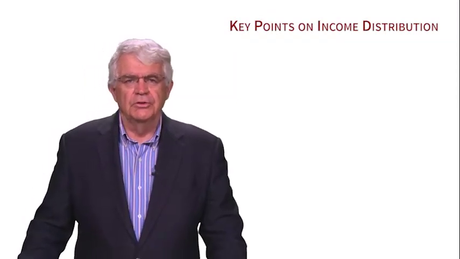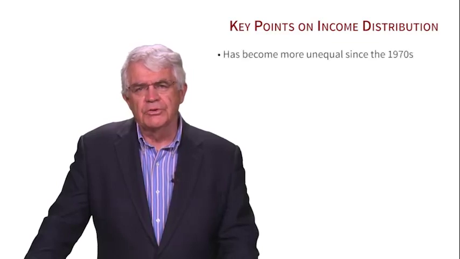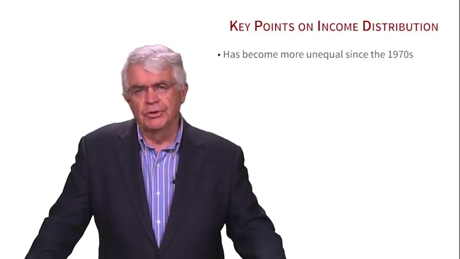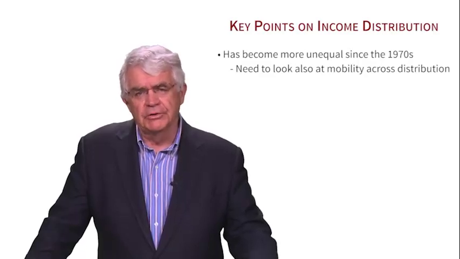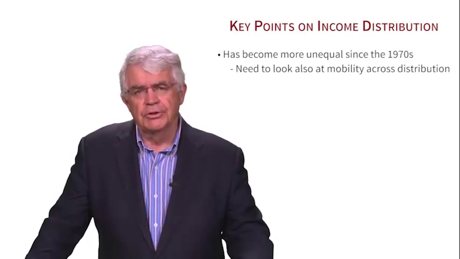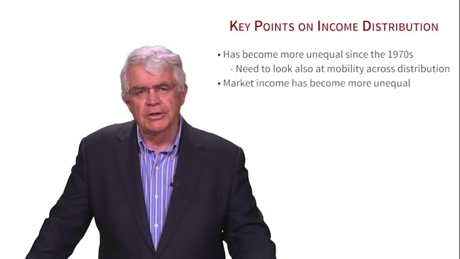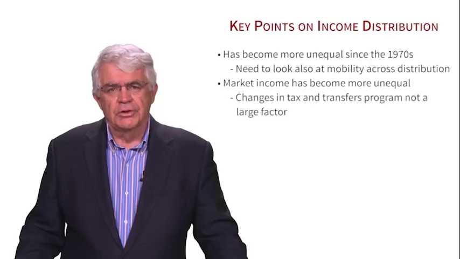So let's conclude what we've been thinking about here. We've seen that the income distribution has become more unequal since the 1970s. To understand that more, you should really be looking beyond the Gini coefficient or the Lorenz curves, because there's mobility within the different income groups. This would be less of a problem if there was plenty of mobility, so the poor could become middle income or upper income, and that's an important question to understand. But we also can see that it's really the market income, the income before taxes and transfers, that has become more unequal. The changes in tax and transfer programs are not a large factor in this as far as we can tell. What are the reasons?